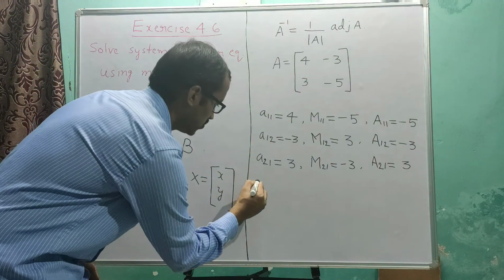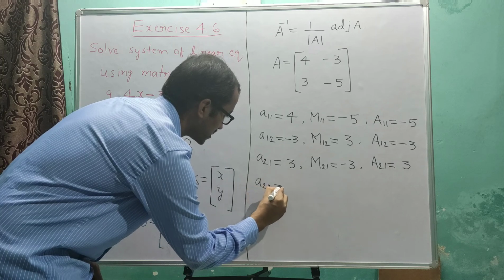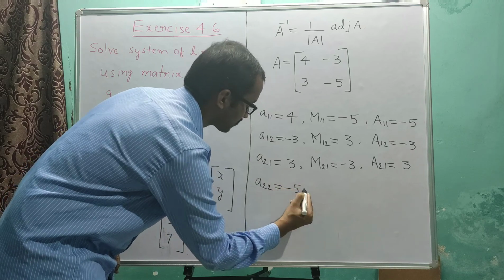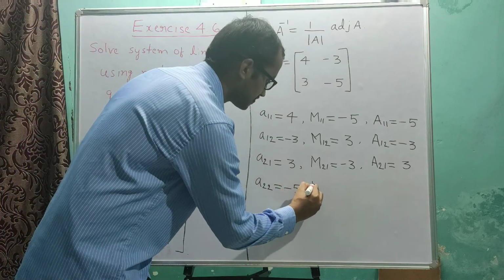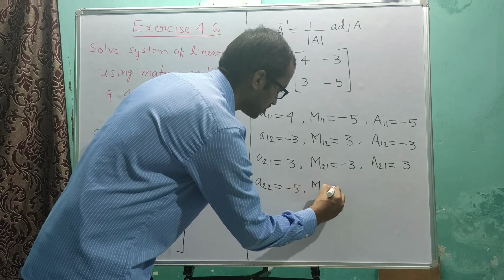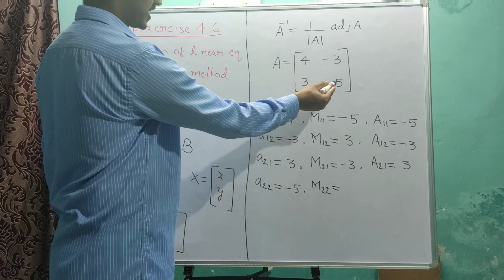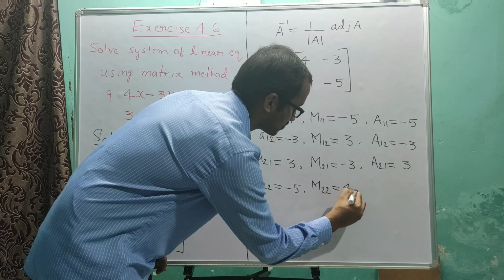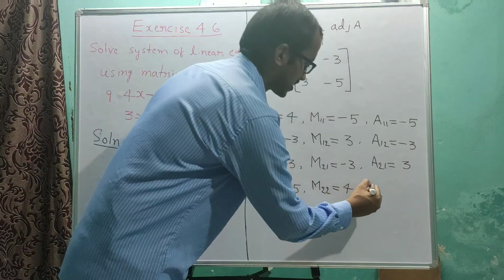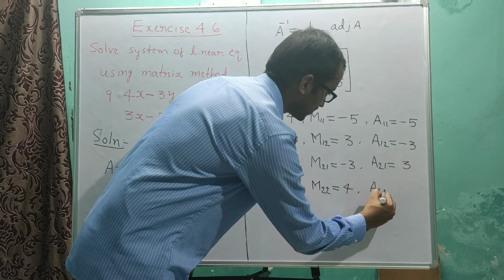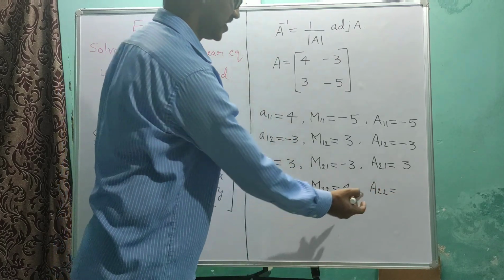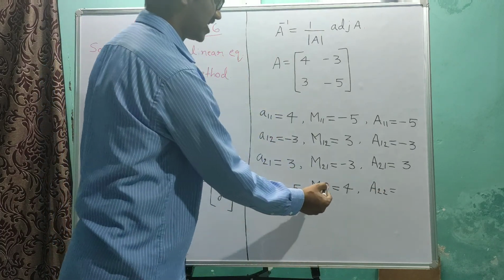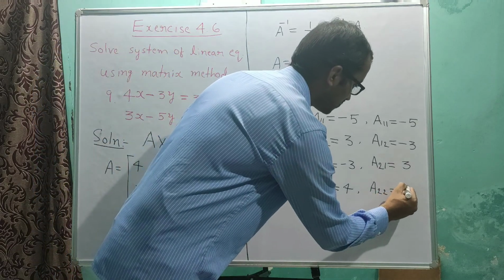Next A22, that is the second element in the second row, minus 5. Its minor M22 is the diagonally opposite element, which is 4. And the cofactor A22: the sum of the suffixes, 2 plus 2, is 4, an even number, so the cofactor and minor will be the same. So that is 4.